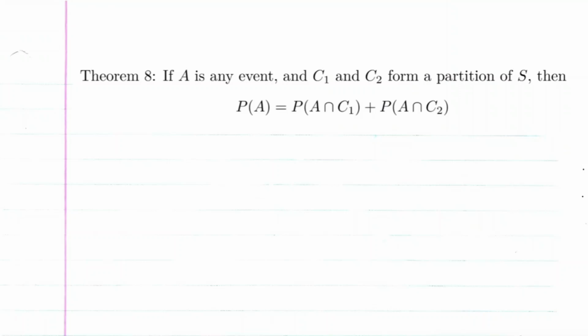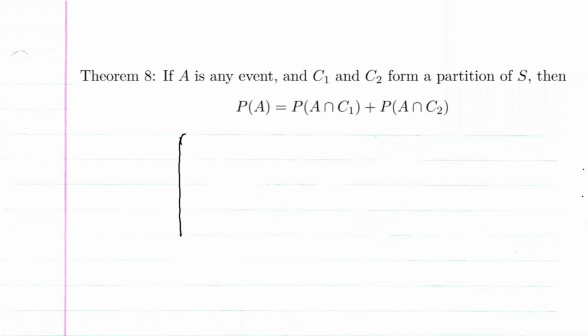Okay, so we're going to prove that if A is any event and C sub 1 and C sub 2 form a partition of S, then the probability of A is equal to the probability of A intersection C sub 1 plus the probability of A intersection C sub 2. All right, so let's first draw a picture to sort of illustrate what's going on here.